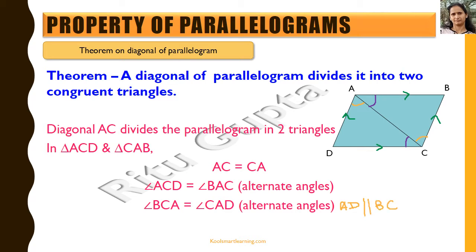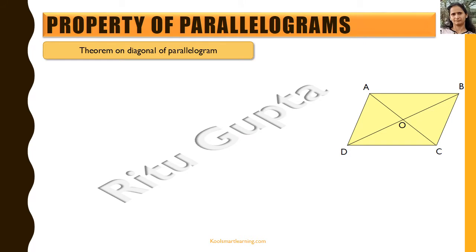So now this angle is equal to this angle, and this angle is equal to this angle, and this is the common arm. So the two triangles ACD and CAB are congruent to each other by the ASA rule of congruency. So hence we prove this theorem, and this will always be true for a parallelogram. Let's move on to the next theorem.